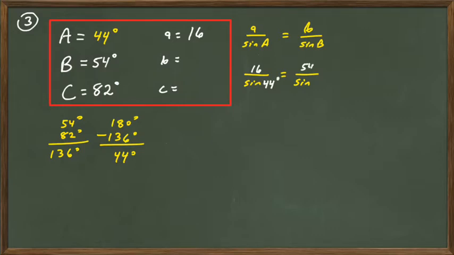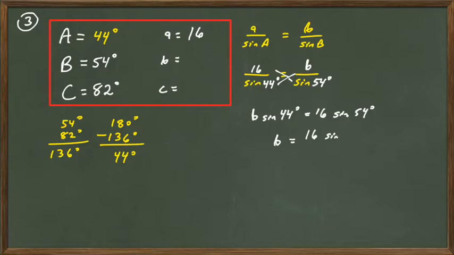Angle B is 54 degrees. What's side b? I don't know, so that's what I'm trying to find. Again, we can cross multiply, so that gives me b times the sine of 44 degrees equals 16 times the sine of 54 degrees. Again, we're going to divide: 16 times sine of 54 degrees divided by the sine of 44 degrees.